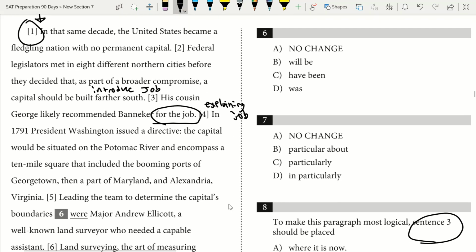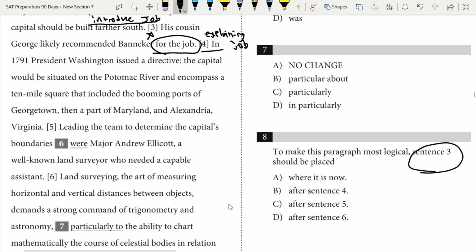All right, so keep in mind that if I'm asked to place a sentence, I'm not going to read it as I read through, because I already read it once and I'm just looking to place it. So until I hear something about introducing a job, I'm not really going to read through. So we have, in that same decade, the United States became a fledgling nation with no permanent capital. Federal legislators met in 8 different northern cities before they decided that as part of a broader compromise, a capital should be built farther south. His cousin George, I don't need to read that, so I skip over that. In 1791, President Washington issued a directive. The capital would be situated on the Potomac River and encompass a 10-mile square that included the booming ports of Georgetown, then a part of Maryland, and Alexandria in Virginia.